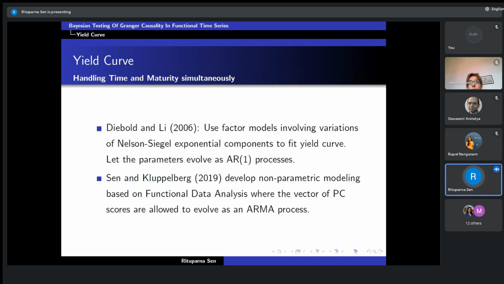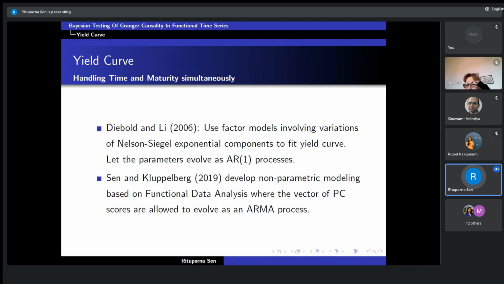And this was done in 2006 by Diebold and Li, where they used factor models, and the basis functions were of what is called the Nelson-Siegel exponential components, and this is actually very broadly used even now. So these were the basis functions, and based on that they model the time evolution of the functions. So in 2019, in my paper with Claudia Klüppelberg, we developed a non-parametric model based on functional data.